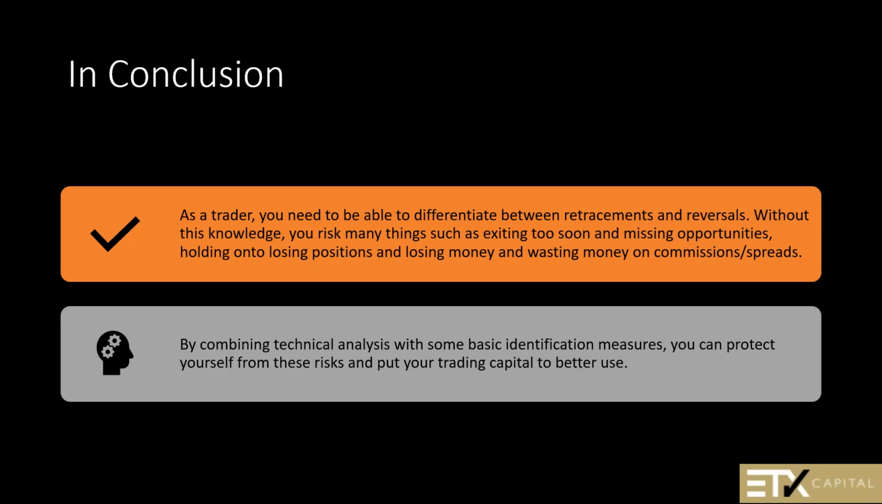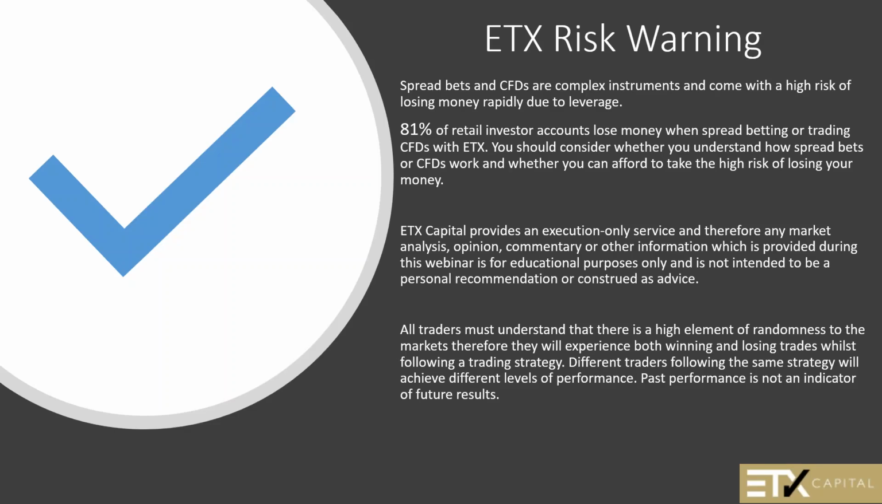So as a trader, you need to be able to differentiate between retracements and reversals. Without this knowledge, you risk many things such as exiting too soon or missing opportunities, holding on to losing positions, and losing money and wasting money. By combining technical analysis with some basic identification measures, you can protect yourself from these risks and put your trading capital to better use. So that's going to be it for tonight.